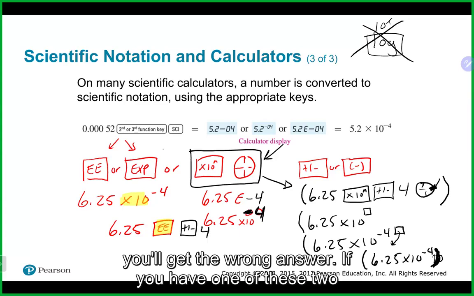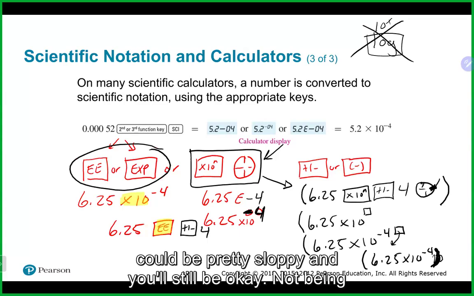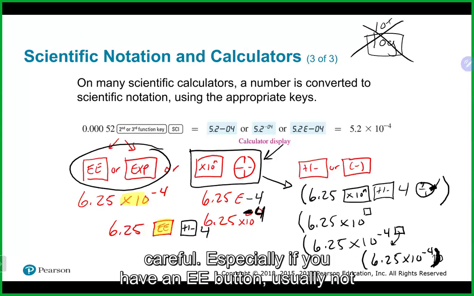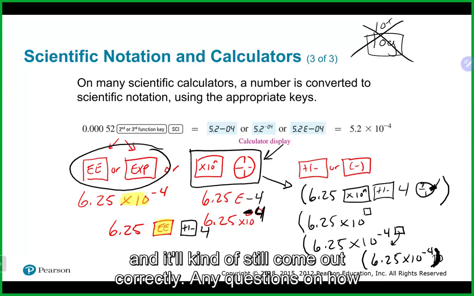If you have one of these two buttons, you actually don't have to be super careful. You usually can be pretty sloppy and you'll still be okay. Not that one's better than the other, but you don't usually have to be as careful, especially if you have an EE button. You usually don't have to be super careful at all. You can do it multiple ways and it'll still come out correctly.